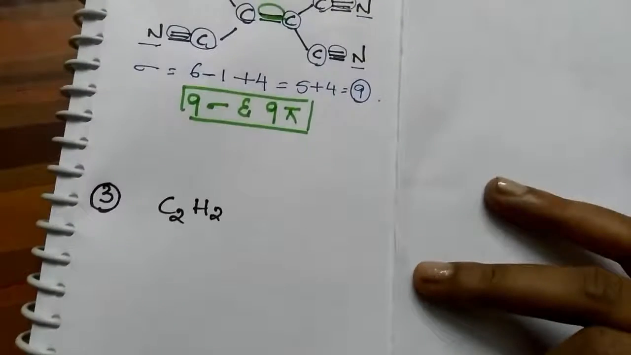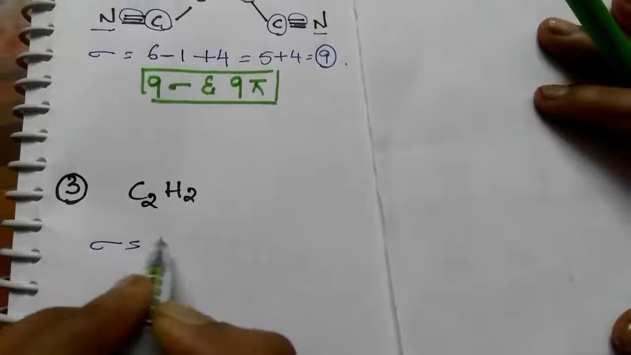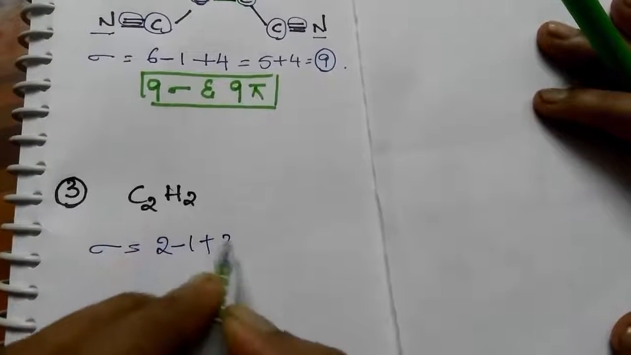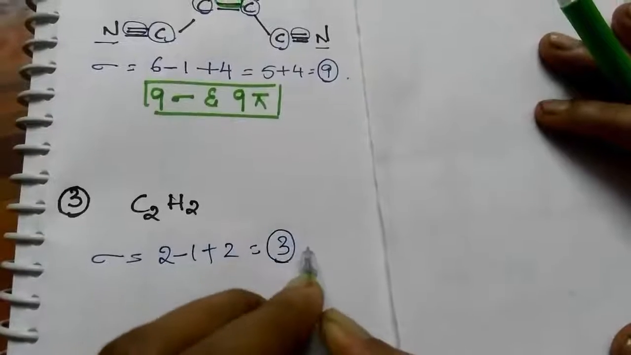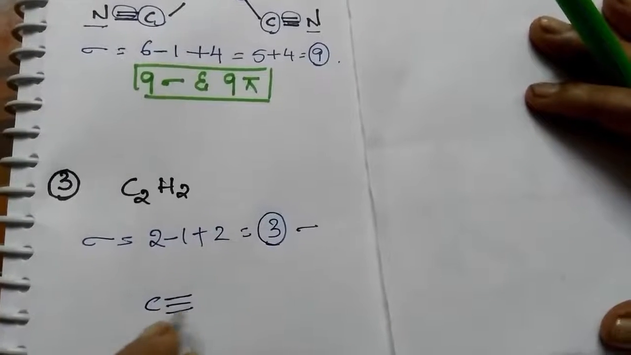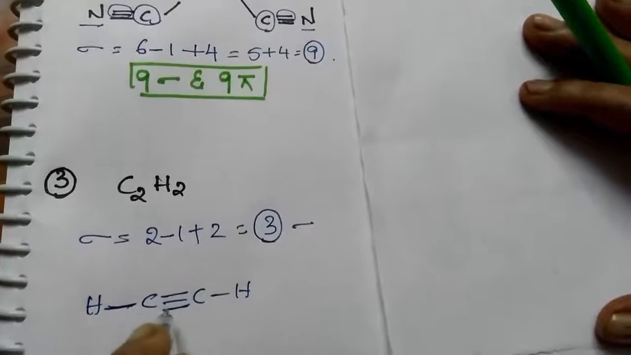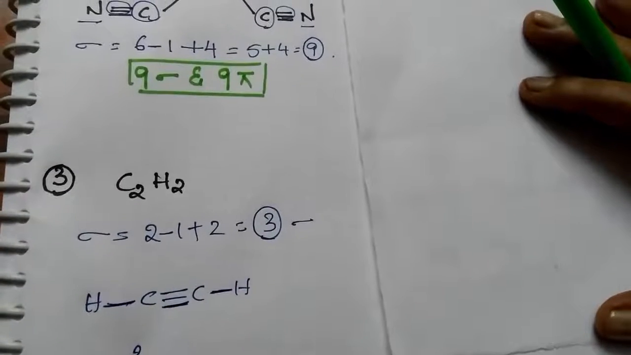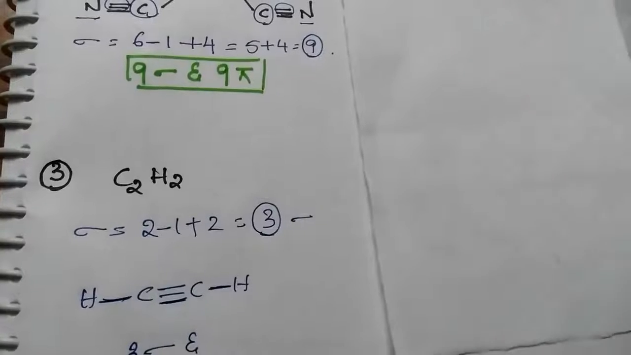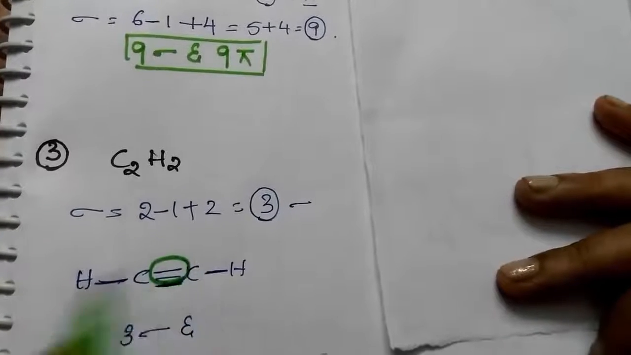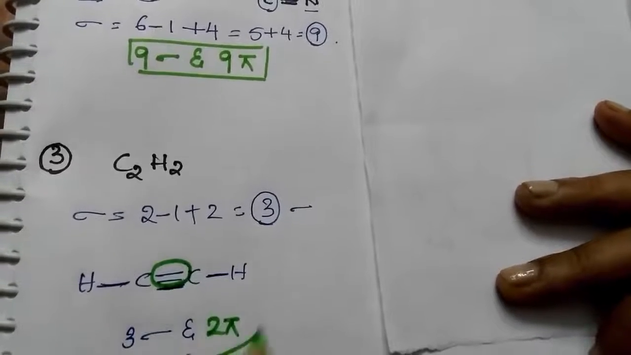See the third example, C2H2. Total number of carbons, how many students? Total number of carbons are 2. So 2 minus 1 plus other atoms, 2. Total 3 sigma bonds are there. Count it. How many sigmas are there? 1, 2, 3. 3 sigmas. And how many pi bonds are there? 2 pi bonds are there. 3 sigma and 2 pi.